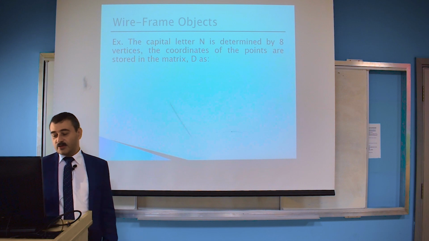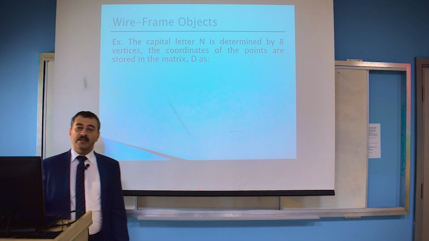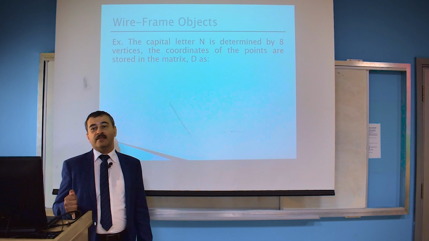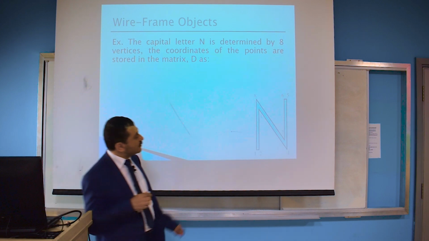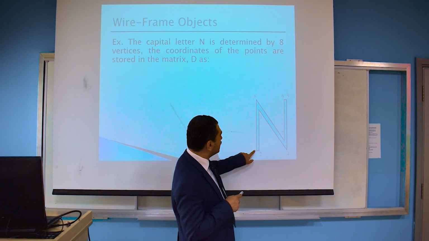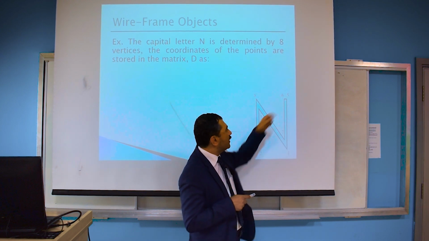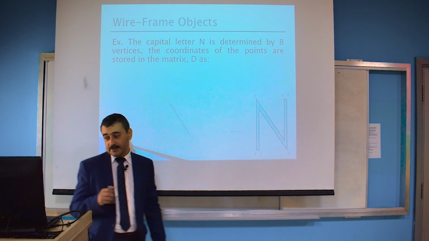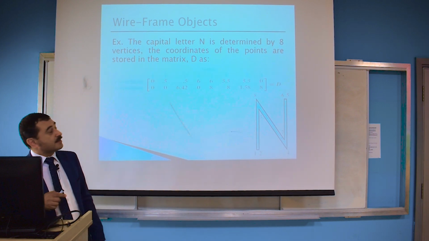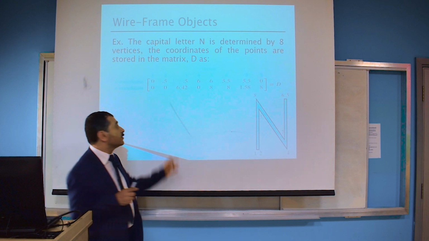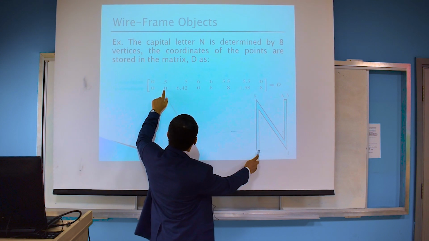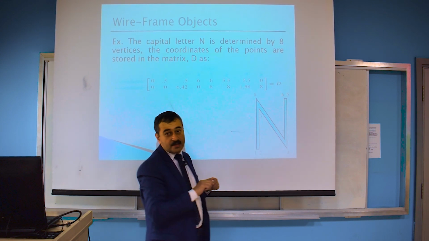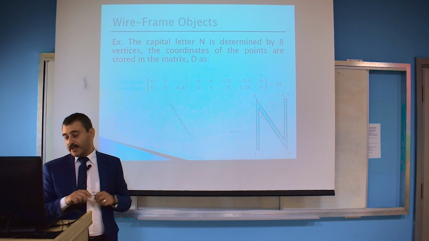Let's first introduce what is called a wireframe object. Assume that I define the letter N through the coordinates of the vertices of the letter N. So I'll take the coordinates of vertex 1, 2, 3, 4, and 5, and so on to draw the letter N. This might be something like a matrix containing the coordinates of the vertices. Assume that here is the origin, and this is the second vertex, and so on. So this is how you can graph the letter N.